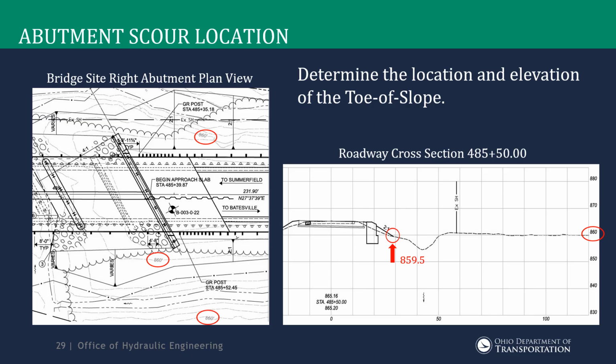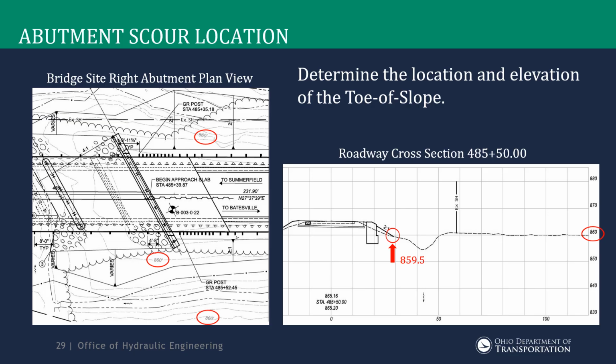And the cross section, that's real helpful too. On the right, it shows it's about 859.5, which coincides with the number we're seeing on the left side in the plan view, which is 860. So we're going to use that when we're looking at the soil properties. So we know that we want to look at the properties starting at around 860.